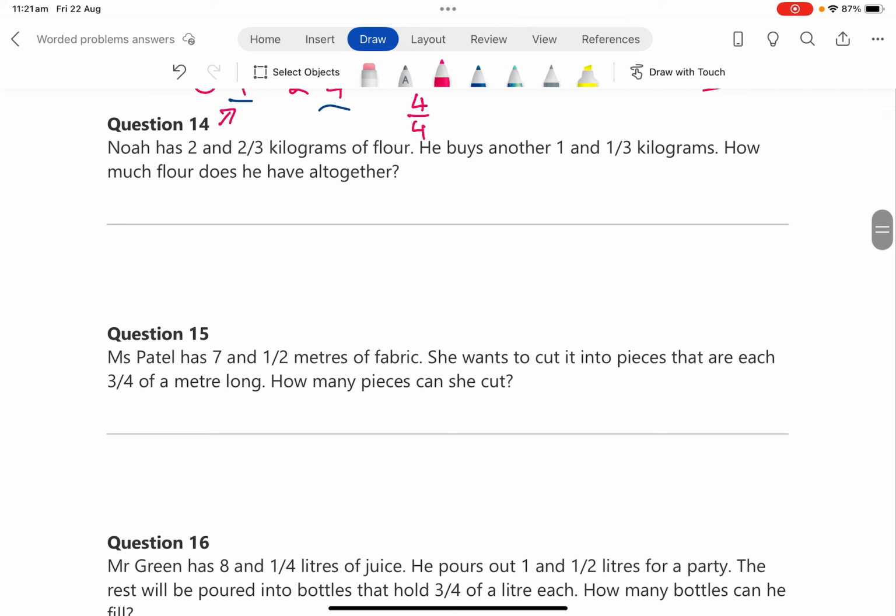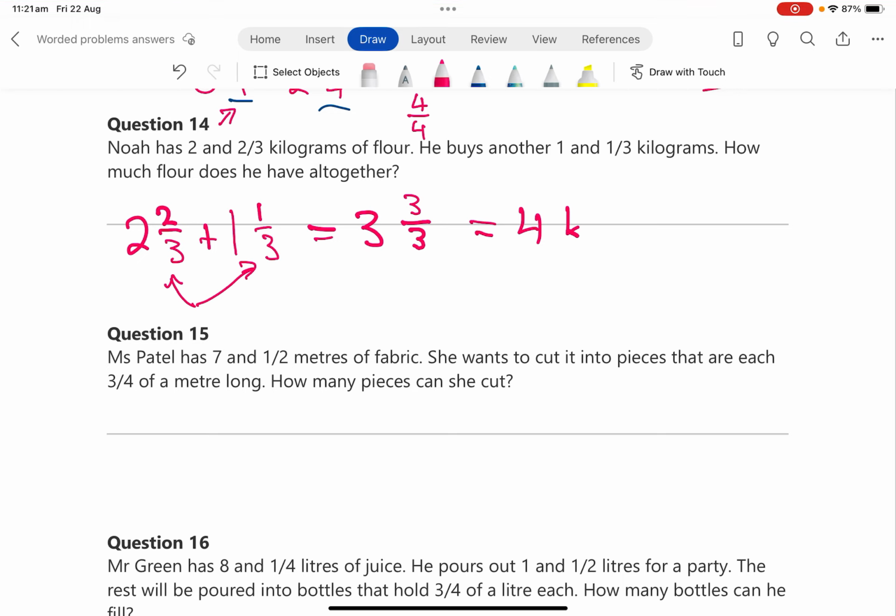All right. For this one here, Noah's got 2 2/3 of a kilo of flour. He buys another 1 1/3 kilos. How much flour does he have altogether? So he's got 2 2/3, and then we pick up another 1 1/3. Adding the whole numbers together, we get 2 plus 1, which is 3. And then adding the fractions together, we've got 2 over 3 plus 1 over 3, which gives us 3 out of 3. You'll notice that these are already the same denominator, which makes our life very easy. 3 over 3, that's actually another whole number. So we actually just have 4 kilos of flour.